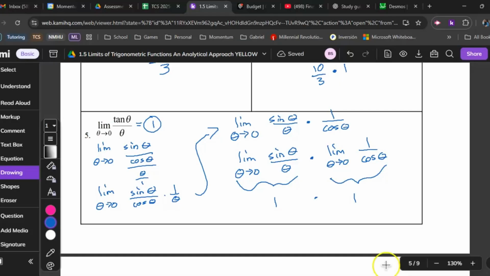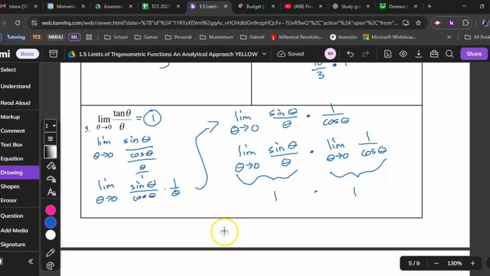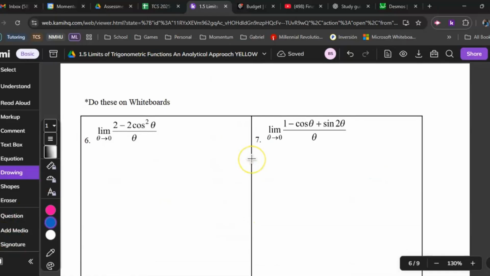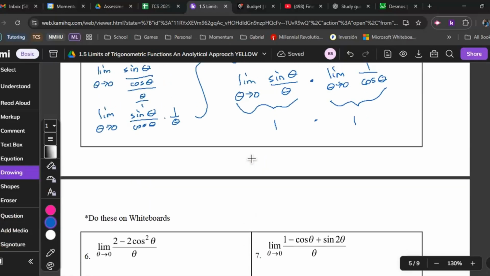And guess what? We've got 4 more, but we're going to do them on the whiteboards. Okay? So we're going to stop there. I'm going to have you guys do these ones on the whiteboards, and we'll see how you guys are doing. We'll give each of you one.